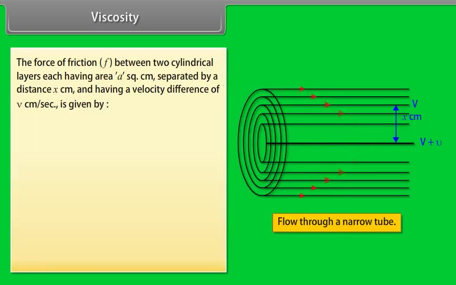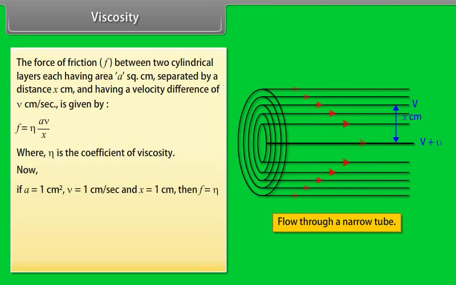The force of friction F between two cylindrical layers, each having area a square centimeter, separated by a distance x centimeter and having a velocity difference of nu centimeter per second, is given by F is equal to eta a nu by x, where eta is the coefficient of viscosity. Now, if a is equal to 1 centimeter square, nu is equal to 1 centimeter per second and x is equal to 1 centimeter, then F is equal to eta.